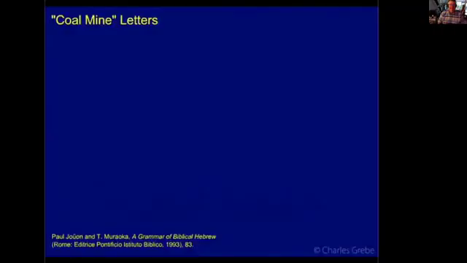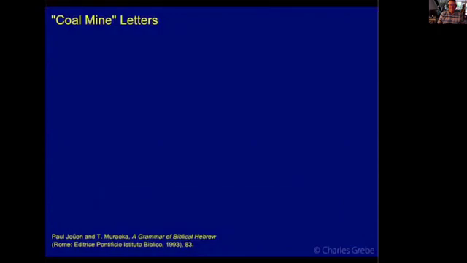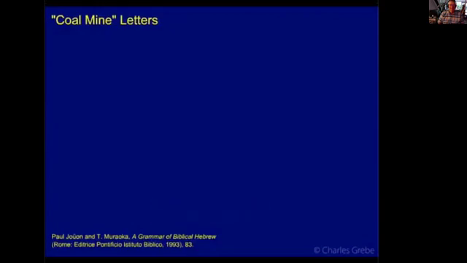We're going to go to coal mine letters. We just talked about gutturals and resh, and one of the properties of gutturals and resh that we noted was that they don't double. They cannot take a dagesh forte. Well, the coal mine letters are some other letters that, under certain circumstances, also cannot double or do not double. So let me give you the letters here. Coal mine is the mnemonic.